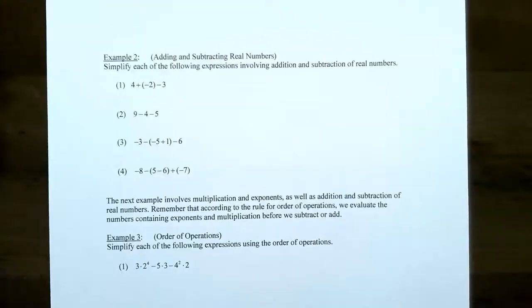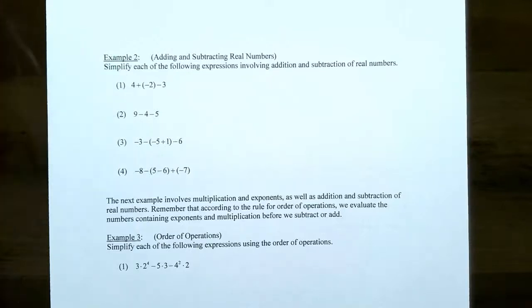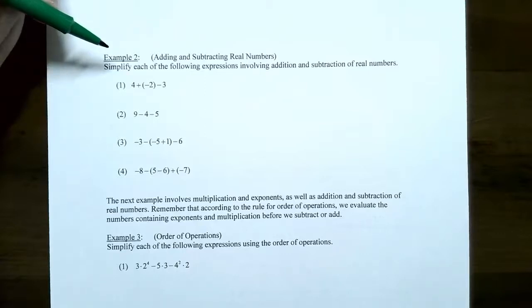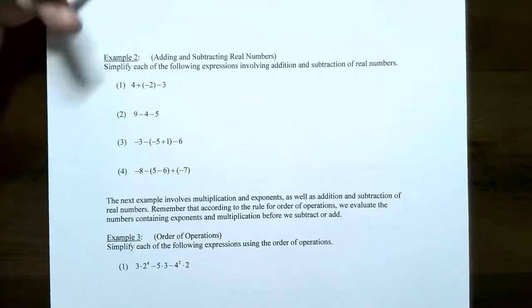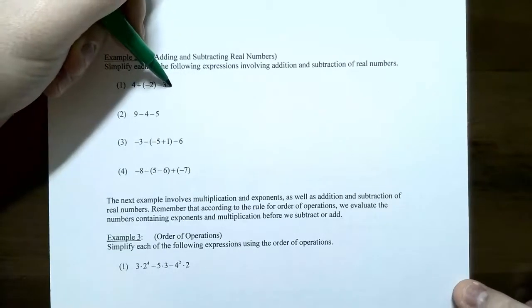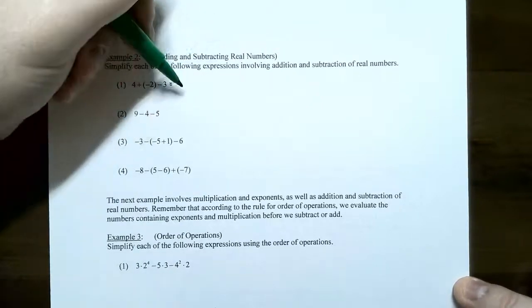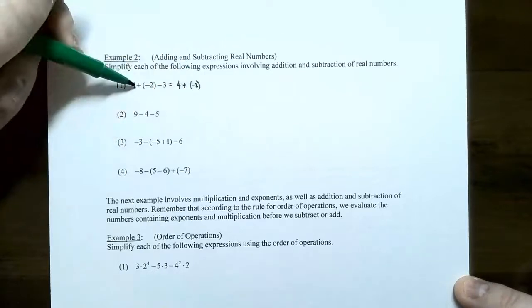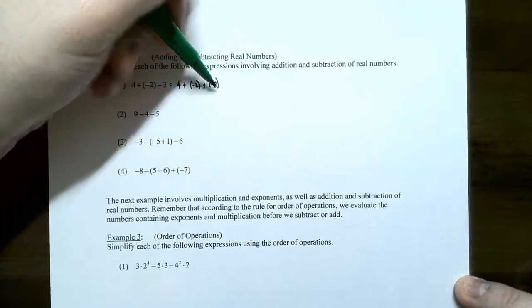All right, example two. This time we're going to add and subtract real numbers. So we're going to have addition and subtraction in the same problem. Simplify each of the following expressions involving addition and subtraction of real numbers. So number one, 4 plus negative 2, subtract 3. So again, if we're subtracting, we're going to change this to an addition problem by adding the opposite of the number. So plus negative 2, that's okay, because that's an addition problem already. Subtract 3 is really adding negative 3.